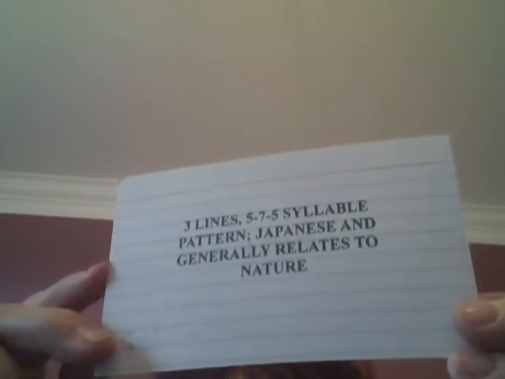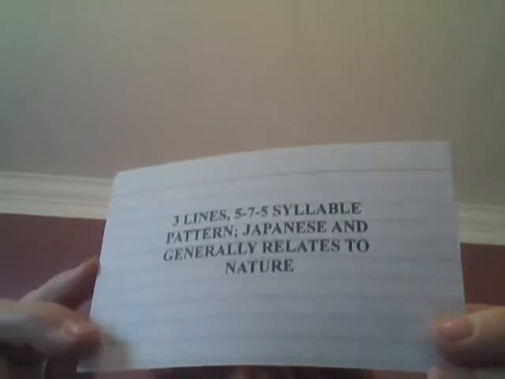A haiku is a fixed form poem that has 3 lines. The syllables are 5 syllables, then 7 syllables, then 5 syllables. And it's a Japanese originating poem, and generally these relate to nature. You'll occasionally find some that do not, but most of them will be sort of a pastoral haiku, if you will.